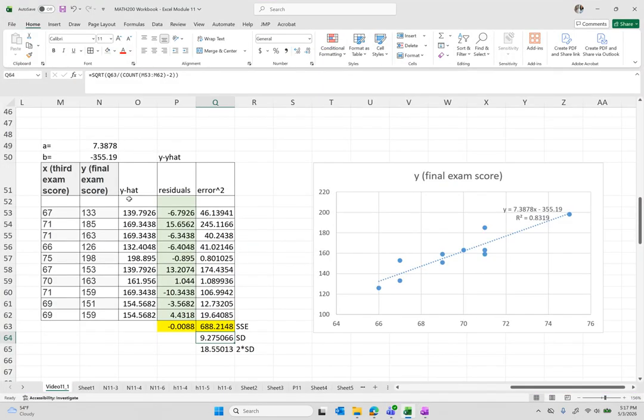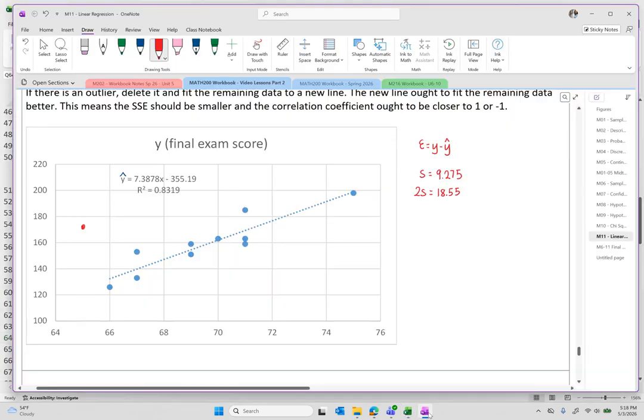So I'm going to look at the residuals. And I'm looking for numbers that are greater than positive 18.55 or less than negative 18.55, and there aren't any. So here I see again that there are no outliers now that I have removed the outlier. So no more outliers.